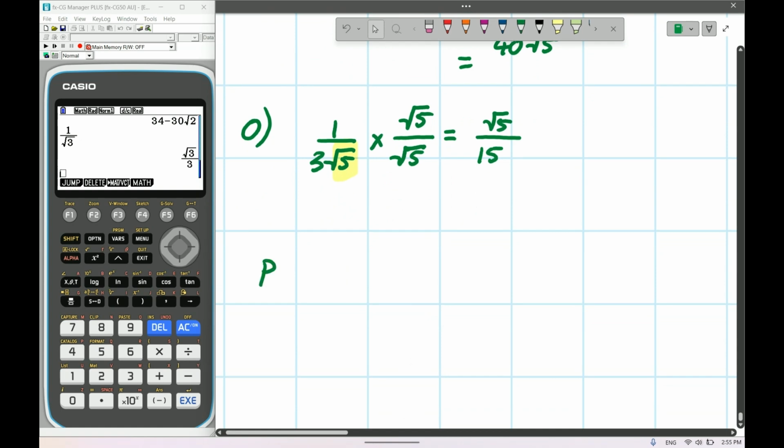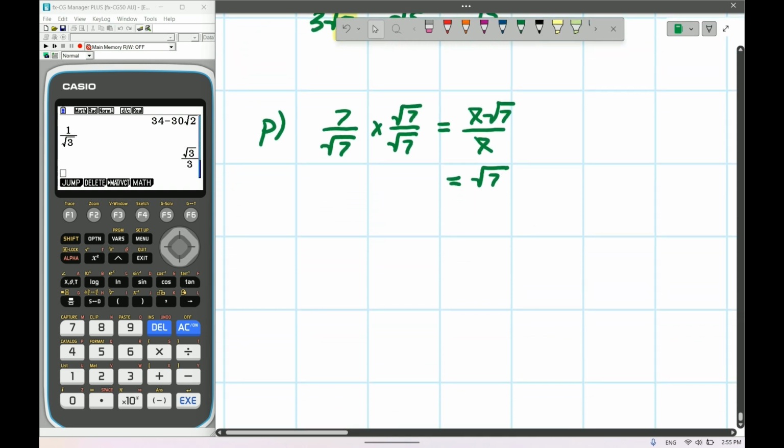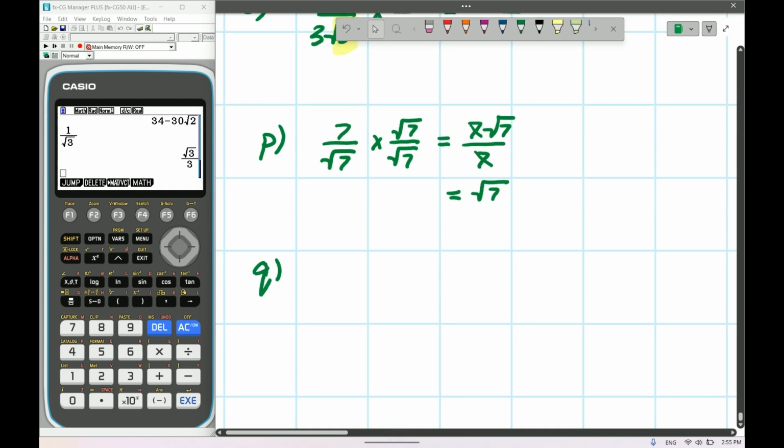Then we're left with P. So 7 over root 7. And it's the same kind of idea. Multiply that by root 7 over root 7. So that becomes 7 root 7 over square root 7 times square root 7, which is just 7. These will cancel off, so what we're left with is root 7. Hopefully students can see the running pattern that's going on with these particular kinds of questions. All right, cool.